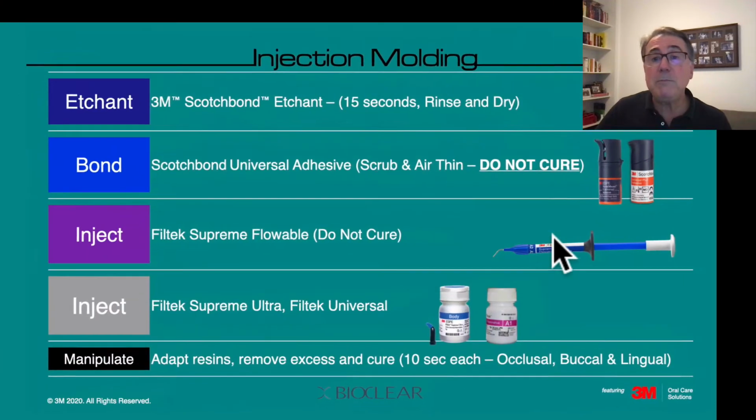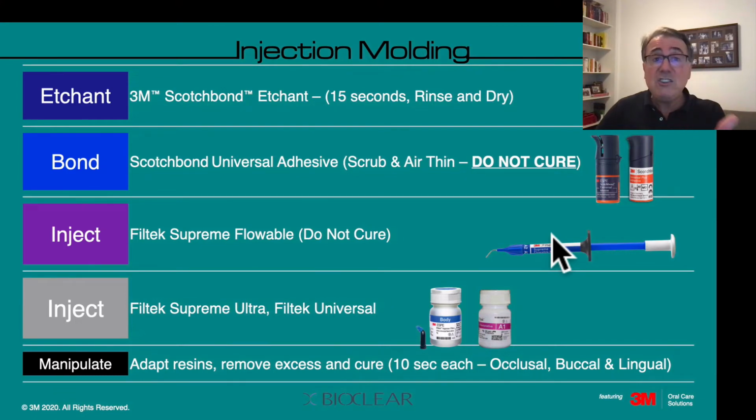And then you have the placement protocol. The placement protocol is to etch the surface of the tooth inside the matrix for 15 seconds. You rinse and dry, and then you apply the Scotchbond Universal adhesive. You scrub it, you air thin it very thoroughly, you don't cure it, and then you inject the heated Supreme Flowable, and again, you don't cure it, and then you inject the warmed restorative composite.